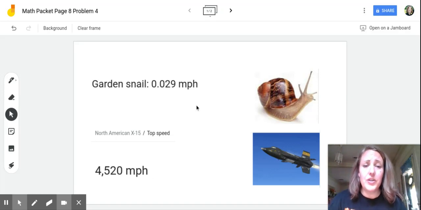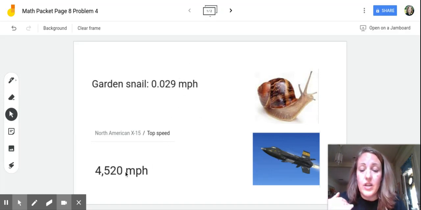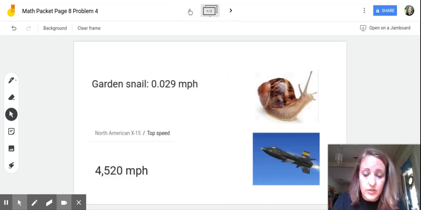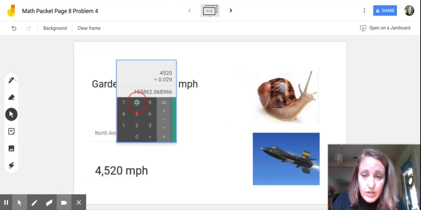So you can figure out the relationship here because your problem says if a snail's rate is 1, then the X-15 aircraft is about what, right? Well, this isn't 1, but we're going to see what the relationship is from the garden snail to the fighter jet through multiplication or division. So we're going to see what we have to multiply this by to get this. I did it on my calculator.